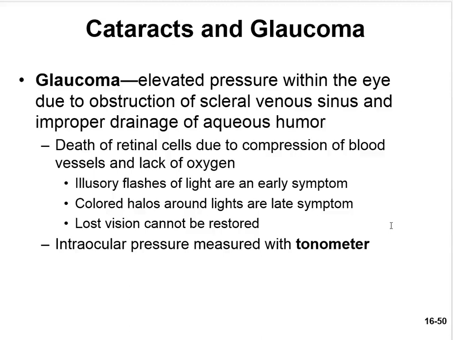Some symptoms are illusionary flashes of light as an early symptom. Colored halos around the lights are late symptoms. And once that vision is lost, when you've made that damage on that retina, it cannot be restored. Pressure is usually measured at the eye doctor's office with a tonometer.